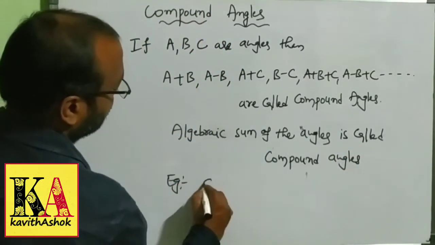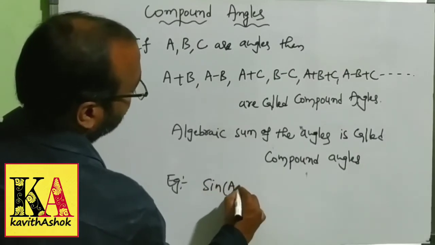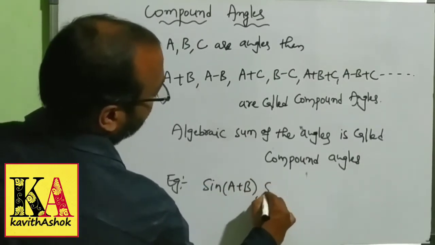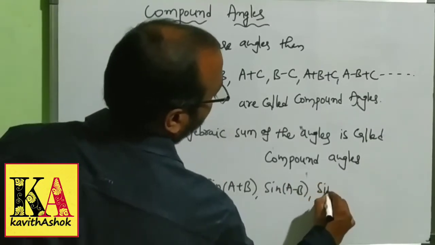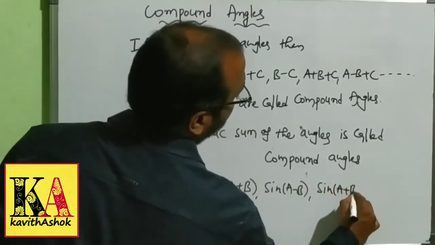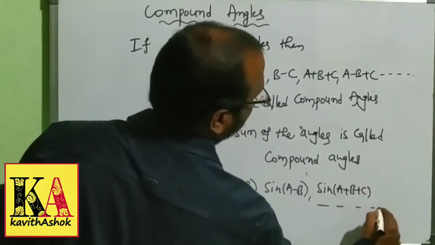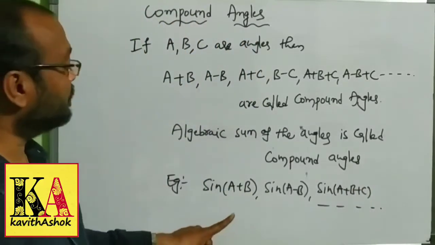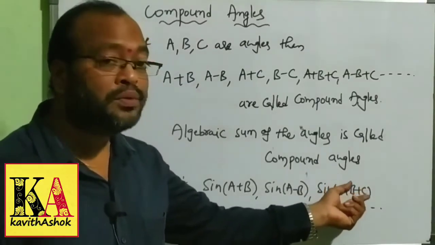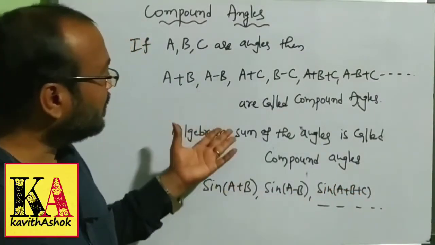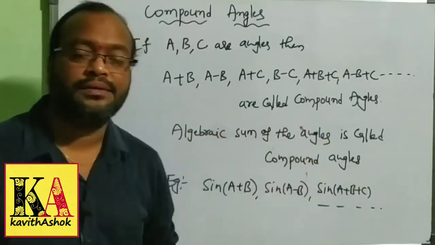Example, sine of A plus B, sine of A minus B, sine of A plus B plus C, plus the remaining angles. These are the algebraic sums, additions, subtractions, sums of more than two angles. So these are all called compound angles.